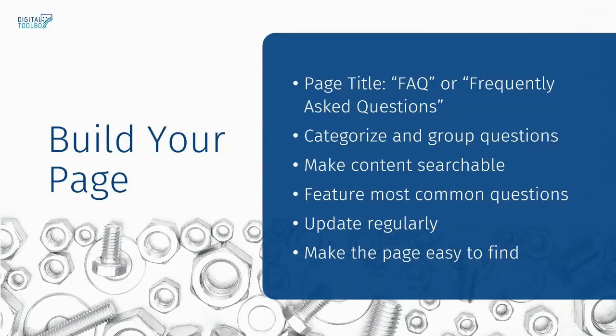As you build your page, this is a little geeky SEO, but you want to make sure that you actually use FAQ or frequently asked questions about in the title of your page. Categorize, if you have a lot of questions, categorize and group them. Don't just organize them alphabetically because it's easy. Put questions that belong together. Make sure the content is searchable so I can scroll down and find just what I'm looking for. Maybe feature your most common questions up at the top of the page. And make sure it's easy to actually find the page.